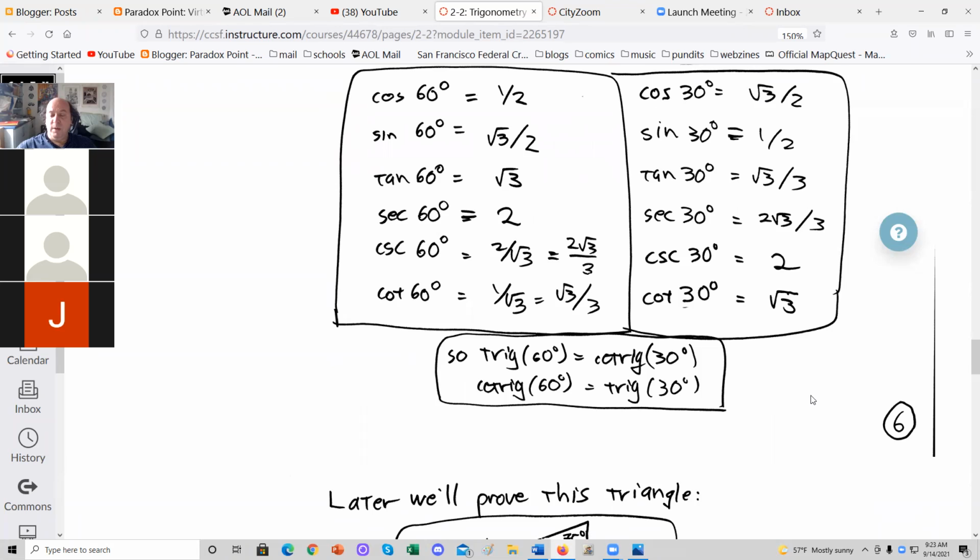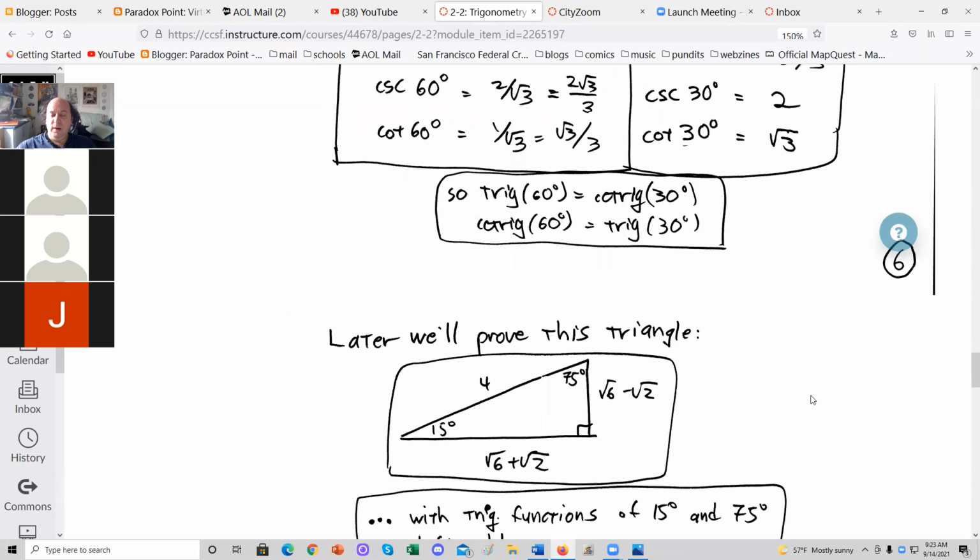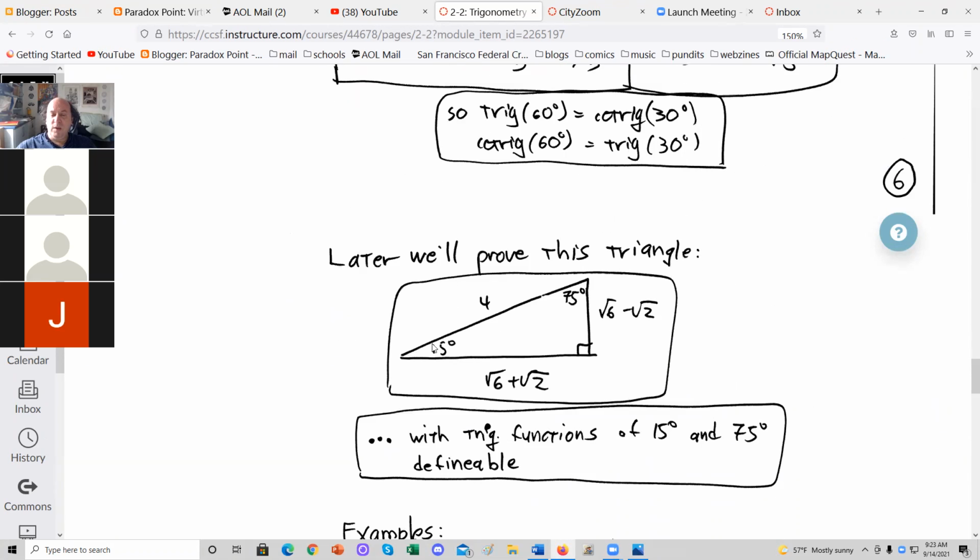A complementary problem. Now later, we'll talk about the 15, 75, 90 triangle. And it has sides like this. Hypotenuse 4, root 6 plus root 2, opposite the 75, root 6 minus root 2, opposite the 15. And you can read out cosines and sines and so on from this. Like I said, I'll be getting this later.